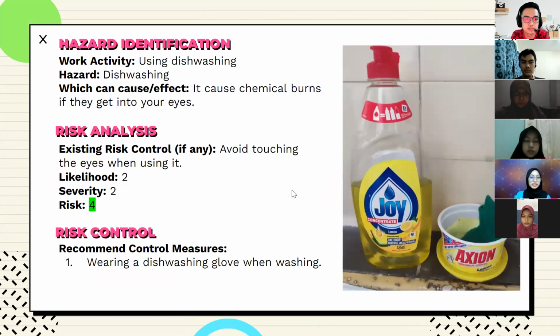Third, dishwashing liquid is a chemical hazard. It can cause chemical burns if it gets into your eyes. The existing risk control is to avoid touching the eyes when using it. The risk for this hazard is 4, which is low. The recommended control measure is to wear a dishwashing glove when washing.